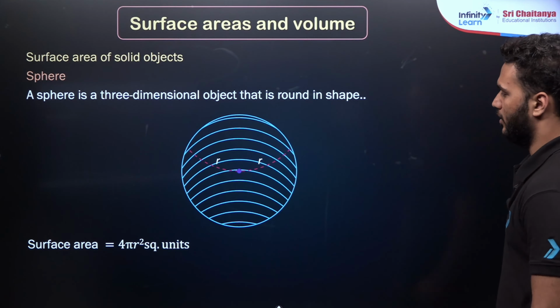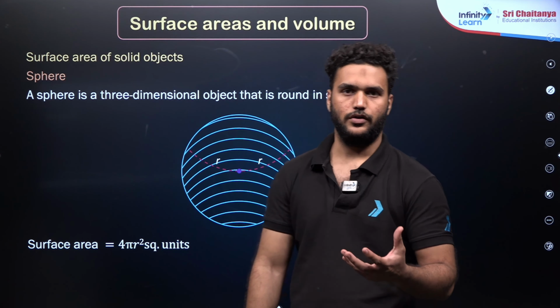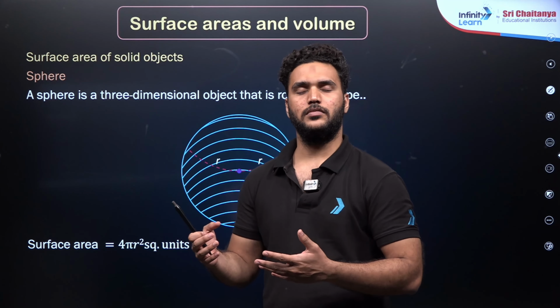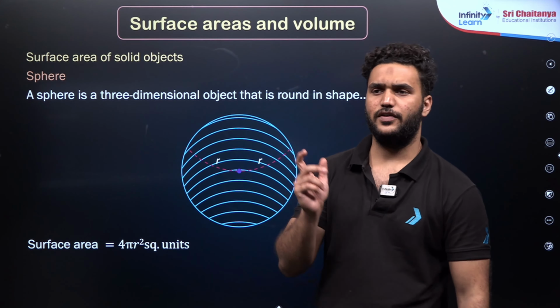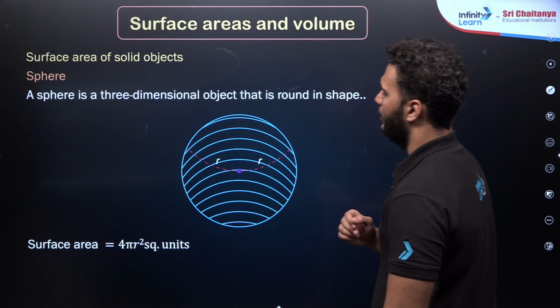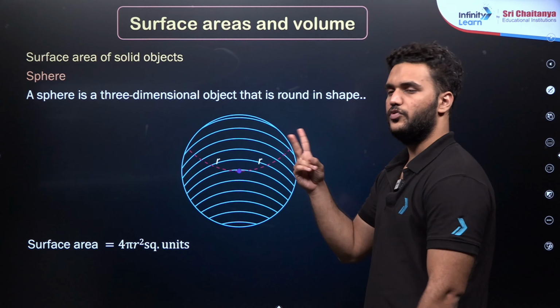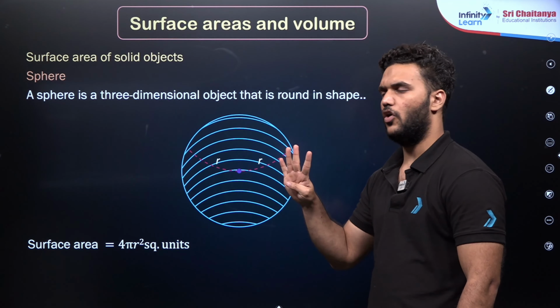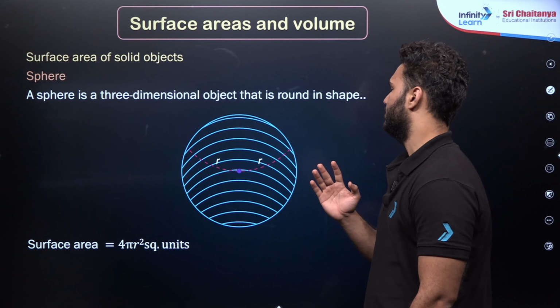Next we have the sphere. What is a sphere? A sphere is like a ball, a complete ball. Not a rugby ball. You can take a basketball, you can take a cricket ball. They are spheres. So a sphere is three-dimensional. All these, like cube, cuboid, cylinder, cone and sphere, are 3D shapes.